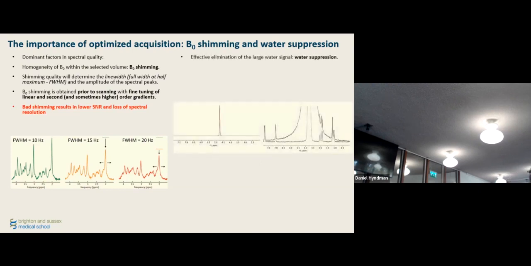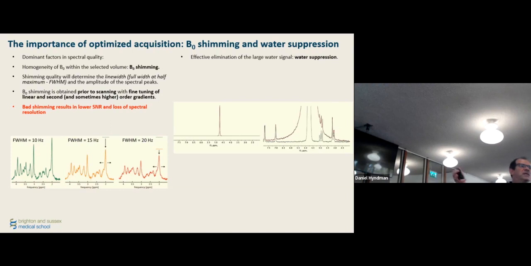Water suppression. If you don't suppress the water, you don't suppress the solvent, you end up with peaks that end up on the shoulder of this huge peak that is the source of the water. The quantification becomes not so good.